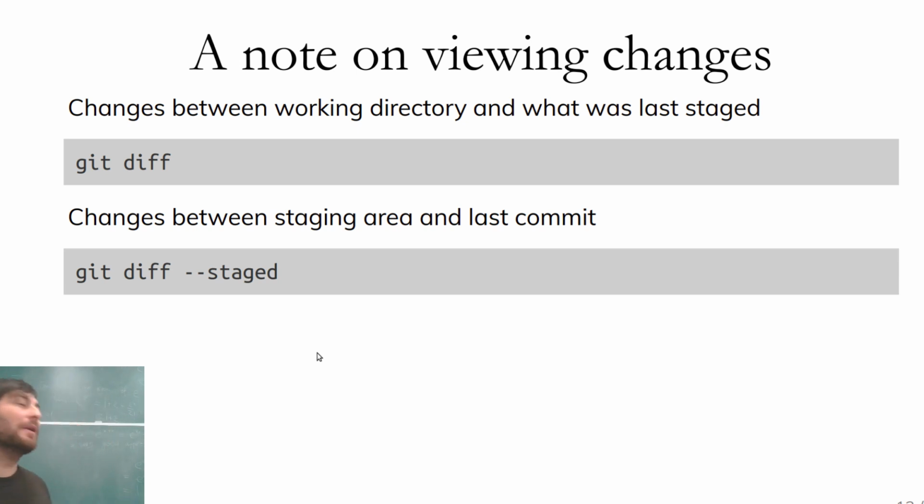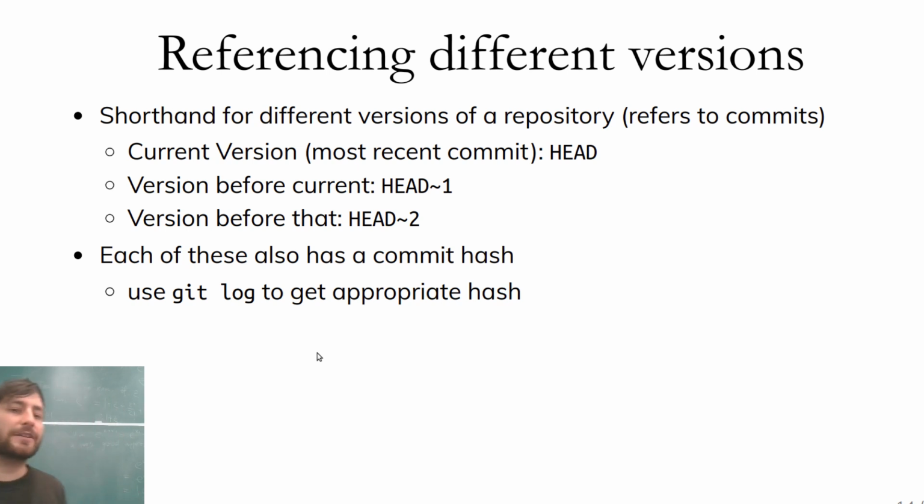So a commit is uniquely identified by this really long hash. Usually you need to use the first 7 digits of the hash, or 7 characters of the hash. But it's still kind of hard to memorize. So there's different ways to reference different versions. The easiest one is the current version is always HEAD, and then you can go back in time using tilde.